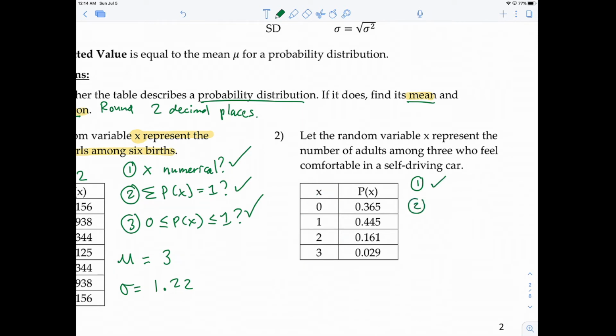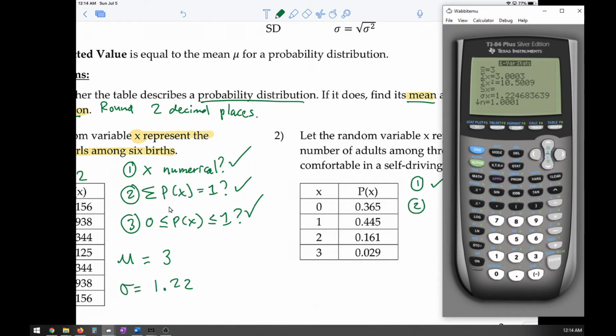Requirement number 2, if I add the P of x's, do I get 1? Well, let's take a look. Let's go ahead and add it, see what we get, right? So that's going to be 0.365 plus 0.445 plus 0.161 plus 0.029. Okay, so sure enough, you get 1. So that one checks off.